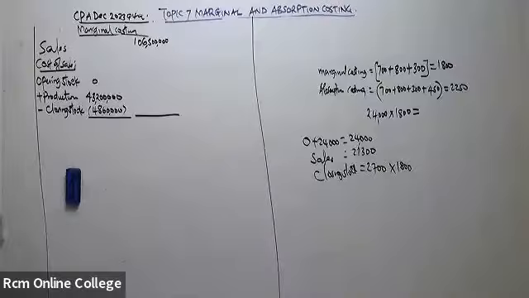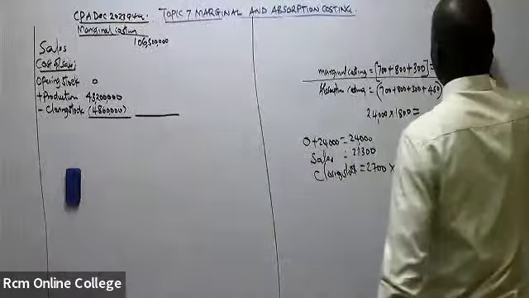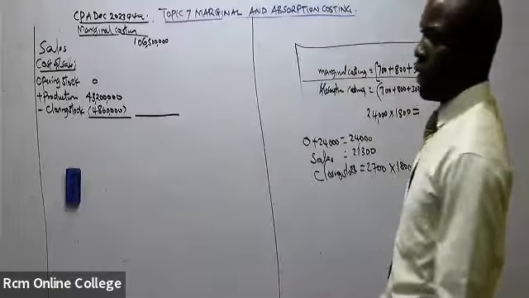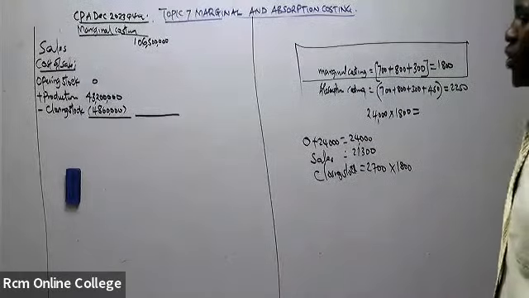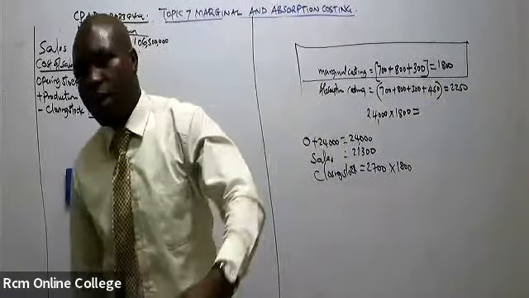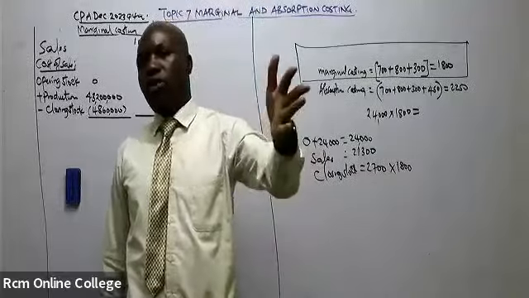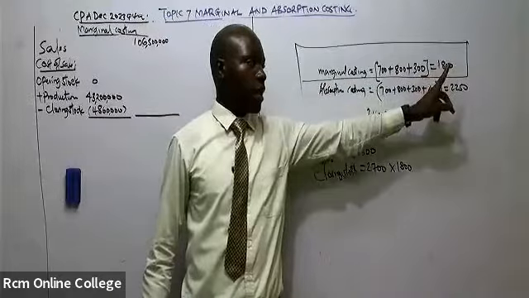Hii 1,800 mnatoa wapi? Jameni. We are doing marginal costing, and this is the marginal production cost per unit. It is all the variable production costs: direct material, direct labor, variable production overhead. When we add the 3, we are getting 1,800.